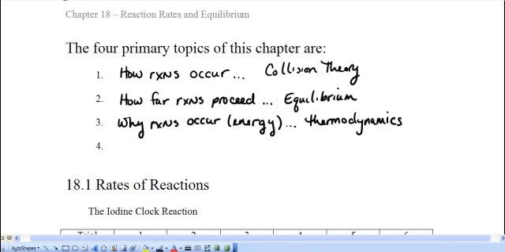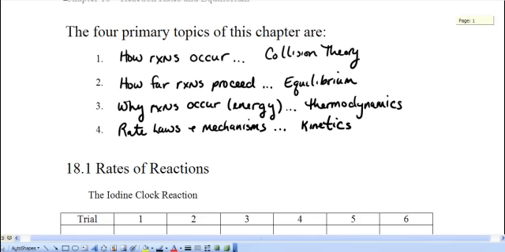And finally, we're going to wrap up Chapter 18, 18.5, talking about rate laws and mechanisms. We're going to come back to the idea of rates of reaction, but we're going to be using equations to define them, and that's a topic called kinetics. It also gives us an idea on how these reactions occur in terms of the steps that they take. So those are the four major topics that we're going to be covering in this chapter. So let's go ahead and jump in.